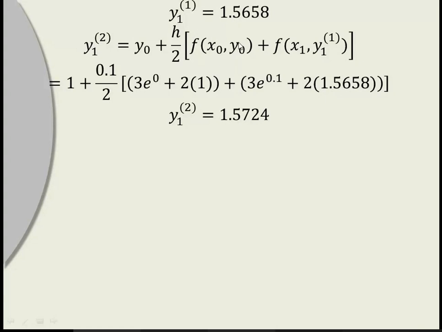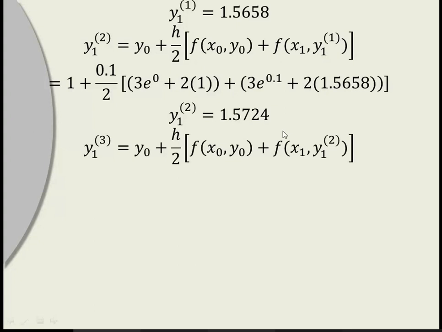Now we check whether these two are matching or not, the first iteration and the second iteration. Again, they are matching up to one digit only. The second digit is 6, here it is 7. So they are not matching further. So we are doing some further iteration. So use the formula, get the third iteration.